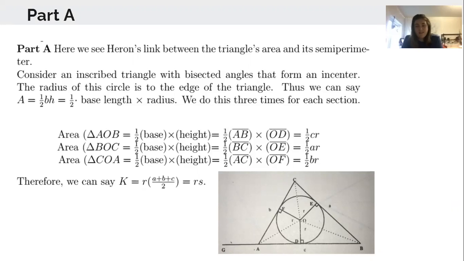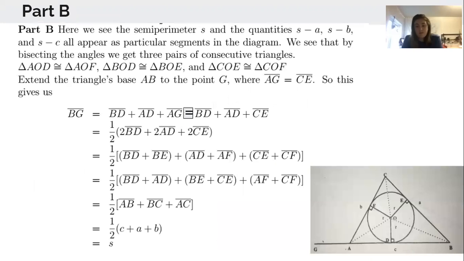Okay, cool. We're going to keep moving. Okay, so that's part A. Part A again, semiperimeter. How does that correspond to the area of a triangle? Part B. This is where we see that the semiperimeter quantities S minus A, S minus B, and S minus C are actually all on the triangle. So it's important to see that these are actually all particular segments.